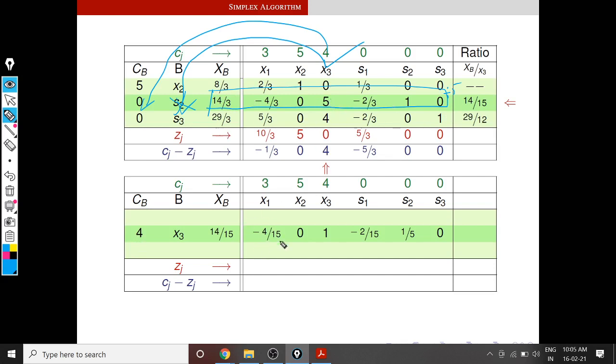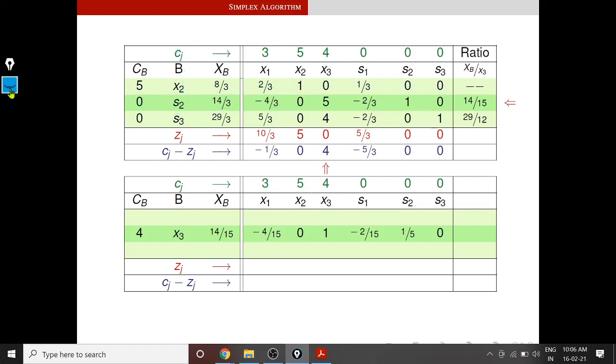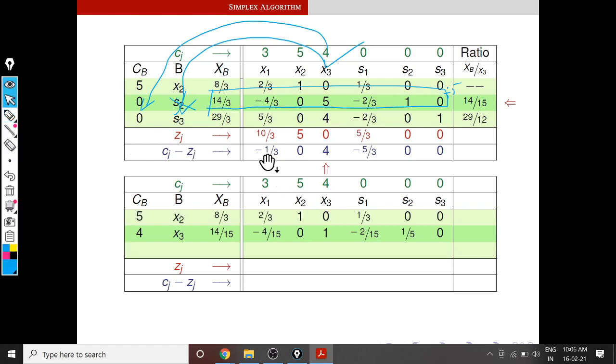Okay, so this becomes -4/15, 0, 1, -2/15, 1/5, 0. Then here we need not do anything. Already this entry is 0, that is easy, nothing to do. We can simply write that row as it is. Then what about the last one? There is no change in this row because this entry is 0. Okay, 5x2, x by 8/3, everything is there.